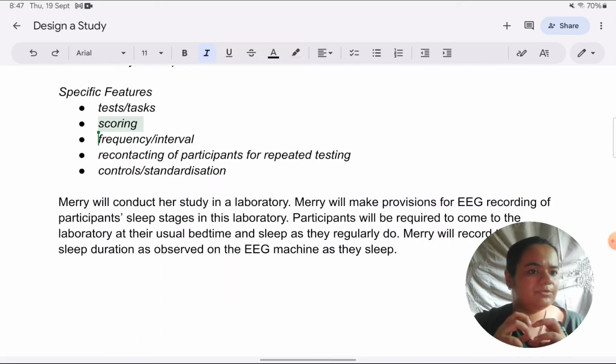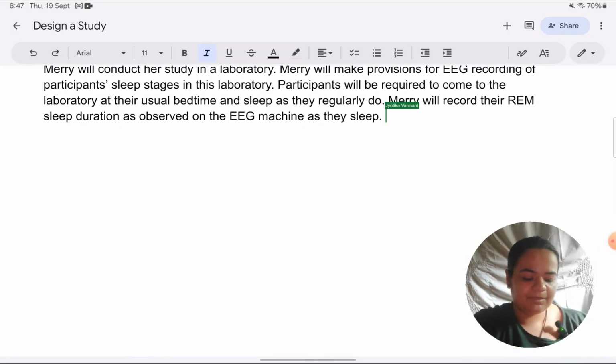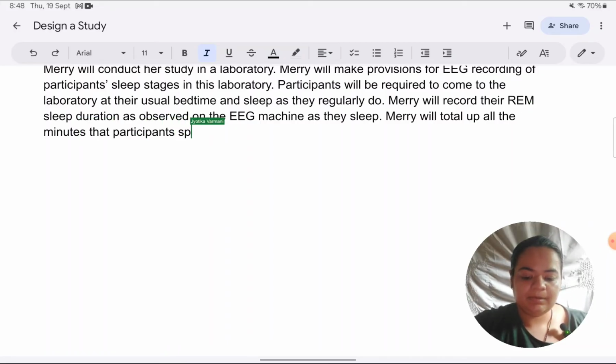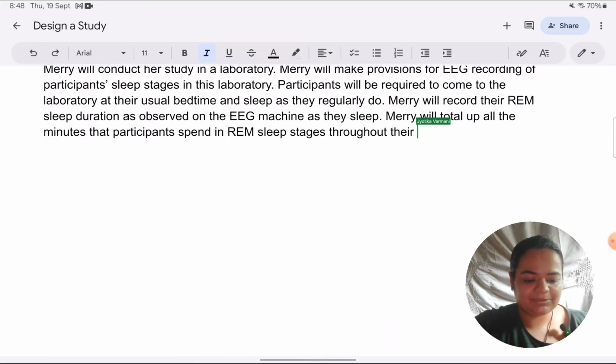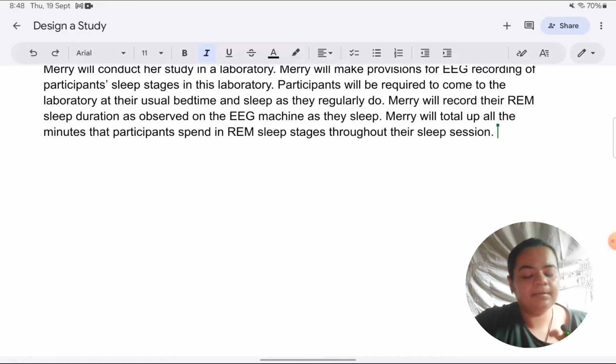So here in scoring, you can just take it as operationalization of the dependent variable. It does not have to be that some test is being given which needs to be scored. Even the task can be scored. So how I will put it is, Mary will total up all the minutes that participants spent in REM sleep stages throughout their sleep session. So this I'm indicating how she will do scoring.